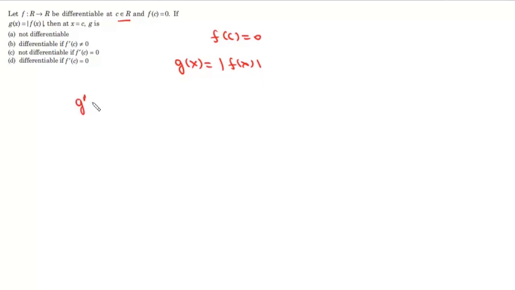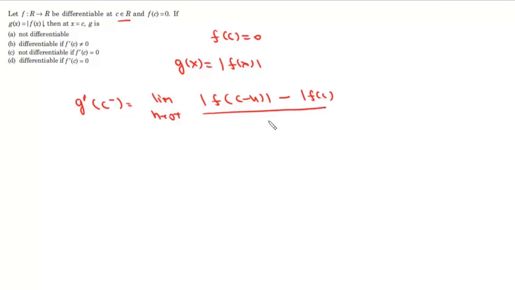Now if we look at g dash c negative, it will be this limit h tends to 0 positive, mod of f c minus h minus mod of fc, upon minus h. Now we are given that fc is 0.